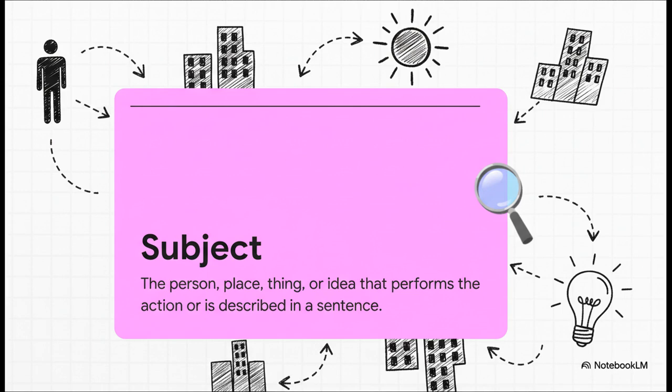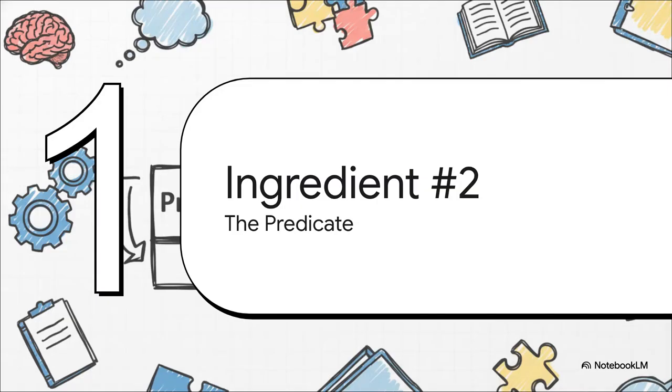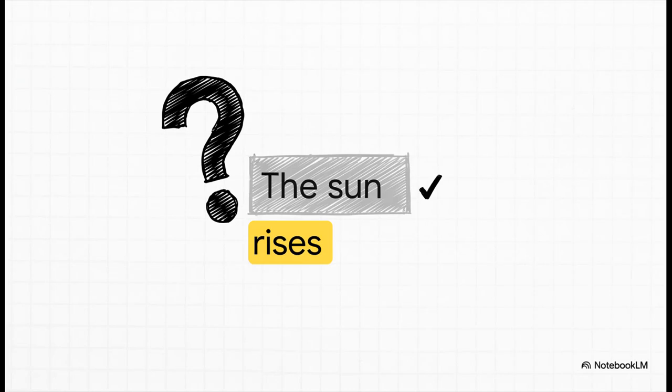It's the anchor. Okay, so we've got our main character, the subject, but a subject just sitting there on its own isn't a complete thought, is it? It needs an action, a description, it needs a purpose. And that brings us to our second core ingredient, the predicate. Okay, let's go back to our trusty example sentence. We've already figured out our subject is the sun. Now we just need to figure out what the rest of the sentence is actually doing.